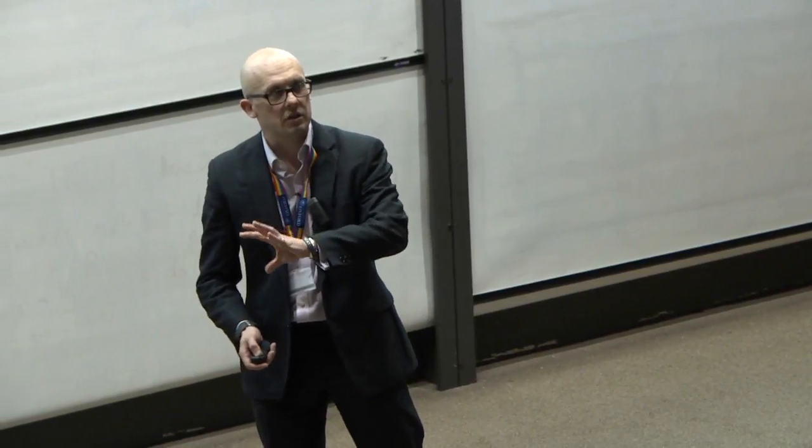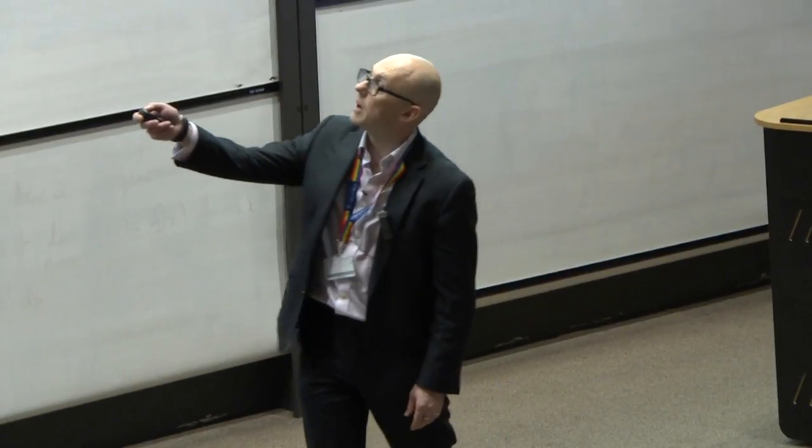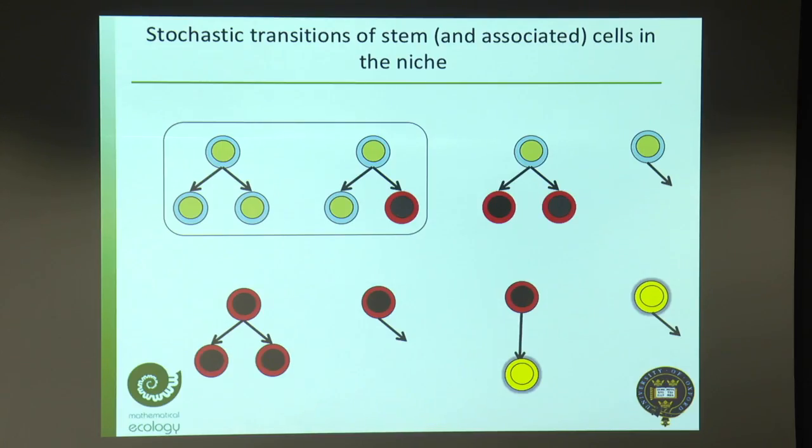And what tends to happen, the ideas behind this that reach back to the 1960s, is we really just thought about two types of transitions that could happen. So this particular little blob represents a stem cell.